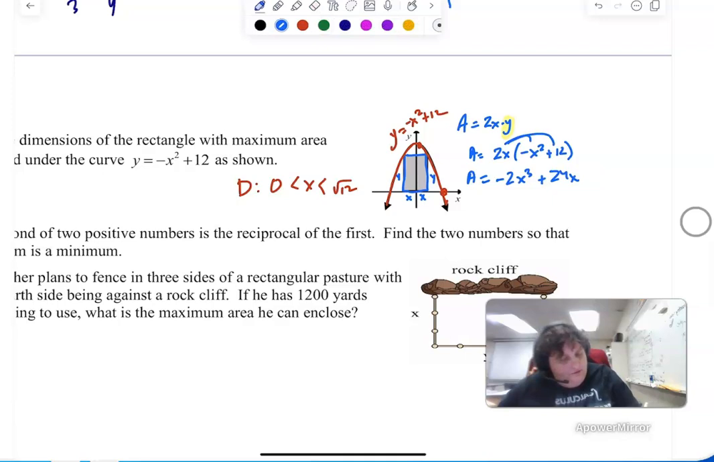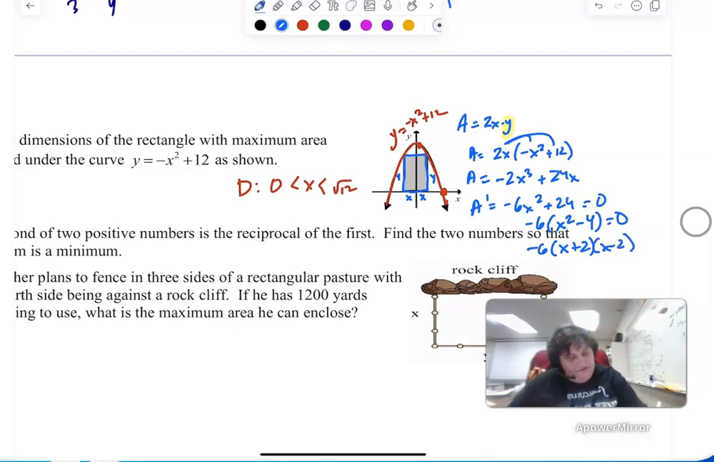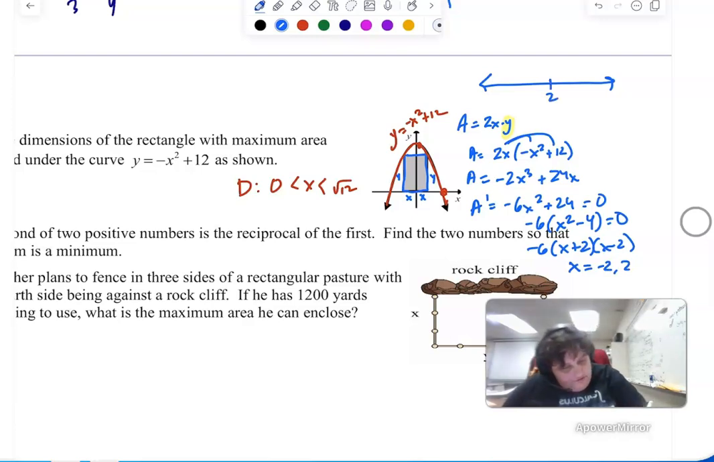I am going to take the derivative and get negative 6x squared plus 24. If I factor out a negative 6, I get x squared minus 4 is 0. So I have x plus 2, x minus 2. And so it looks like this will have a critical point at negative 2 or 2. Well, again, since I'm only dealing with the first quadrant, I'm just going to use 2. And my domain is between 0 and the square root of 12, which is bigger than 2. And I'm going to test this into my derivative, okay?